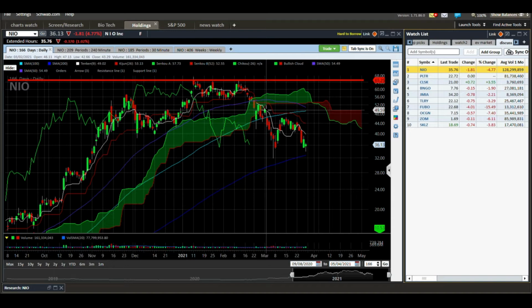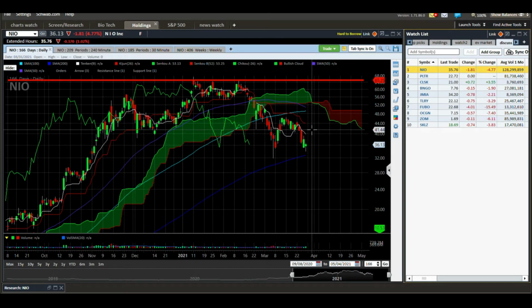You can see where price stayed below the Tenkan-sen line here. We jumped above it, so we went back up to try to test these resistance areas. We did react here and then back down. Now we've got price back below the Tenkan-sen line, so we have down momentum right now.